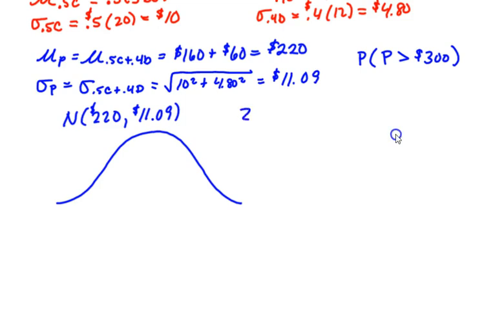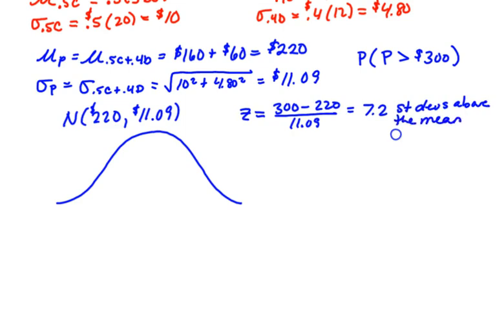We could even figure this out by finding the z-score. 300 minus 220 divided by 11.09 turns out to be 7.2 standard deviations above the mean. You guys already know that that's highly unlikely to happen. But let's go through the motions of figuring it out anyway. So if this is 300, I'm trying to find this little tiny probability here that this might possibly happen, okay?